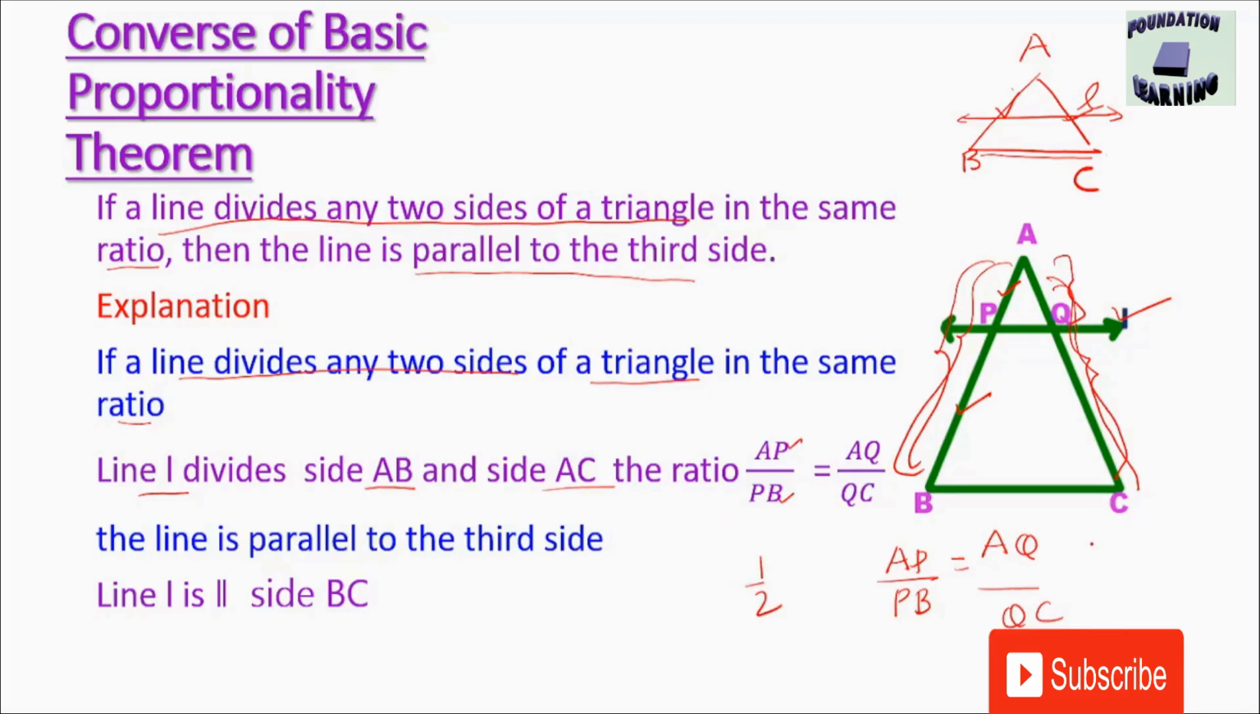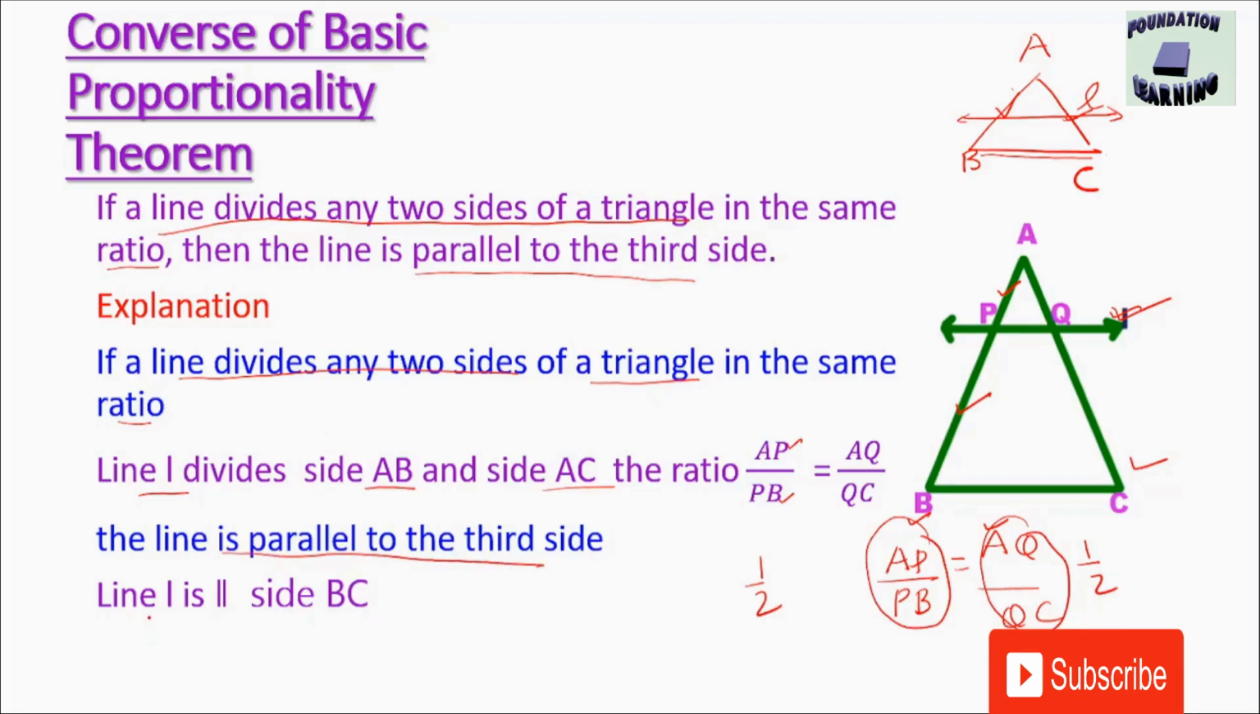Suppose AP upon PB is, say, 1 upon 2, and AQ upon QC is also 1 upon 2. That means both the ratios are equal, and when they are equal, that means line L is parallel to which side? It's parallel to BC. Line L is parallel to side BC if the ratio AP upon PB is equal to AQ upon QC. If the ratio is equal, then the line is parallel to the third side. Therefore, line L is parallel to side BC. So this was the converse of the basic proportionality theorem.